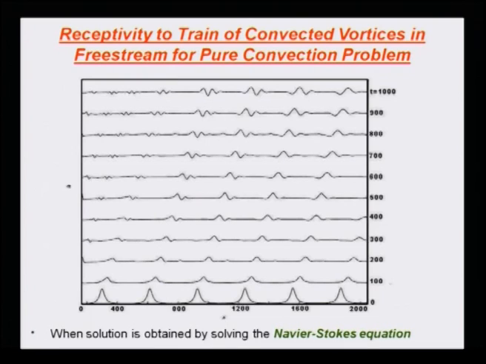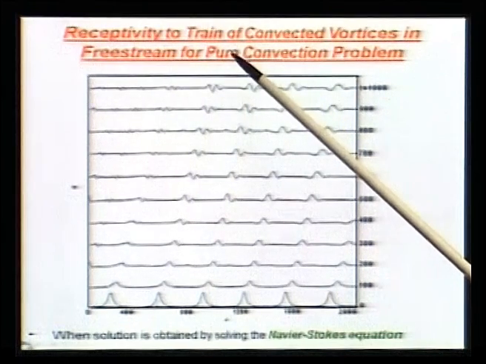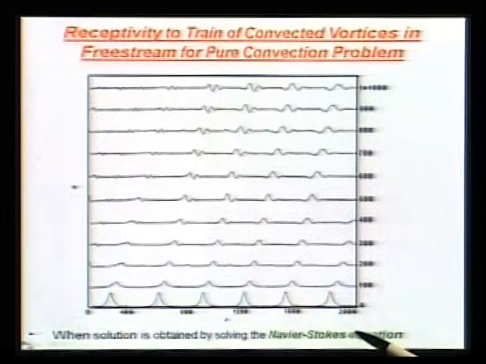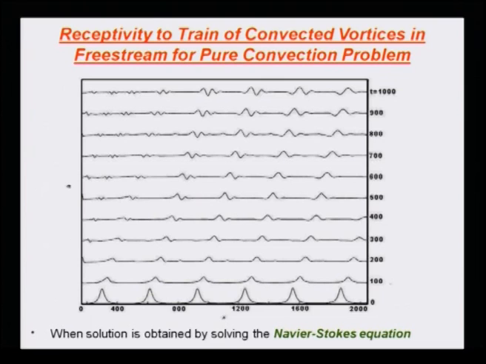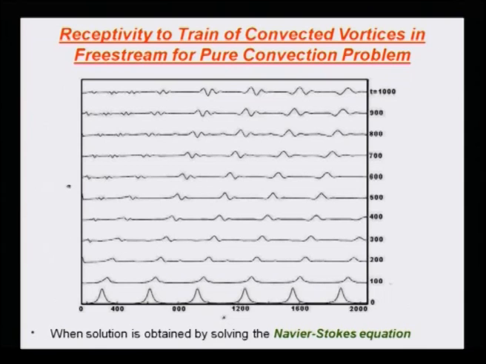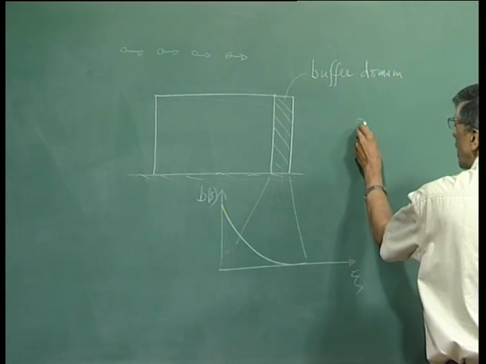Let me show you some results as obtained from the simulation. In the first part I will show you some results where the free stream vortices are moving with the free stream speed. That is your pure convection problem. We have put in the vortices at an interval of 100 pi, and this x axis that we have plotted here is nothing but RE delta star.